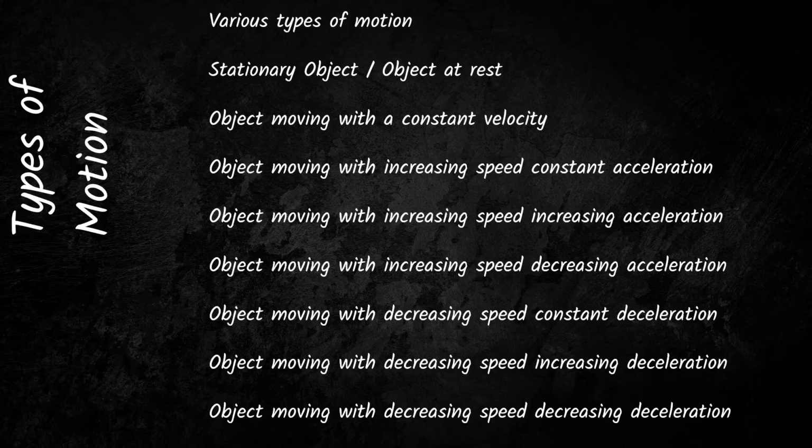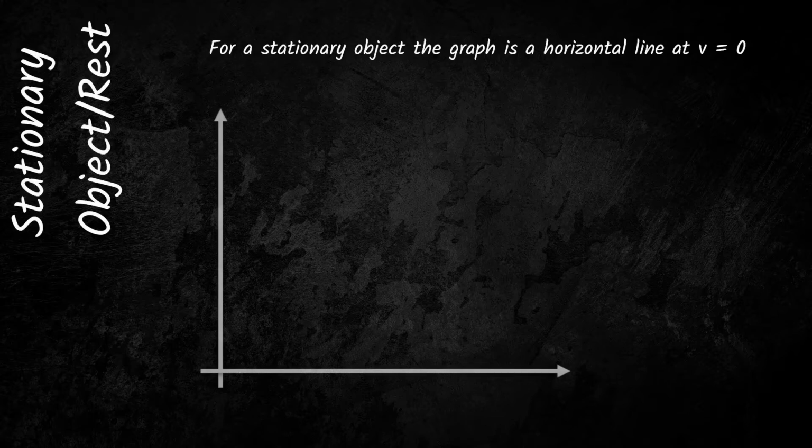velocity time graph. So for a stationary object, the velocity time graph is a straight horizontal line passing through the origin. Now it's very important to remember that only a horizontal line passing through the origin for a velocity time graph will represent an object at rest.